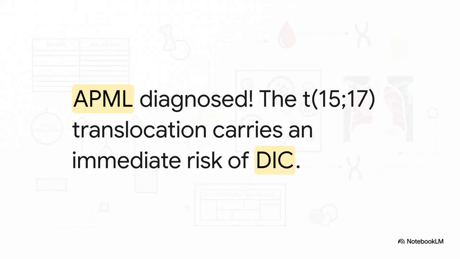If you said acute promyelocytic leukemia, or APML, you nailed it. And this brilliantly illustrates a critical board concept. The t(15;17) translocation carries an immediate, life-threatening risk of disseminated intravascular coagulation, or DIC. You don't just diagnose this and move on. You must urgently intervene with ATRA, that's all-trans retinoic acid, and you correct the coagulopathy emergently.